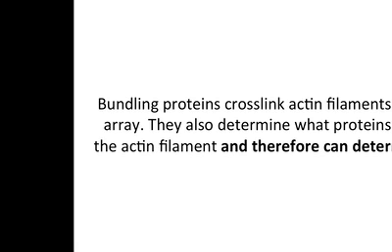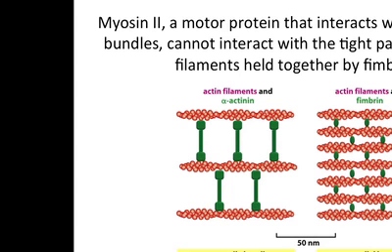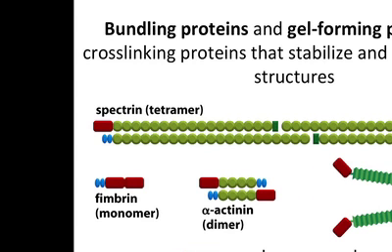So based on that, you should be able to predict exactly, not exactly, but at least eliminate certain functions when you see a certain bundling protein. For example, myosin 2, a motor protein that interacts with contractile bundles, cannot interact with the tight packing of actin filaments held together by fimbrin. Fimbrin's tiny. Let's look here again. Where's fimbrin? See how small it is? No linker.